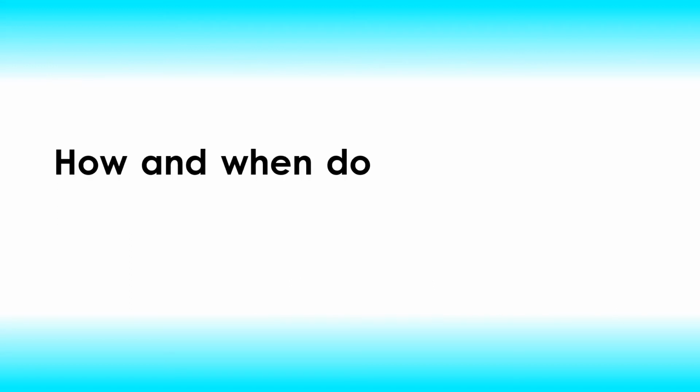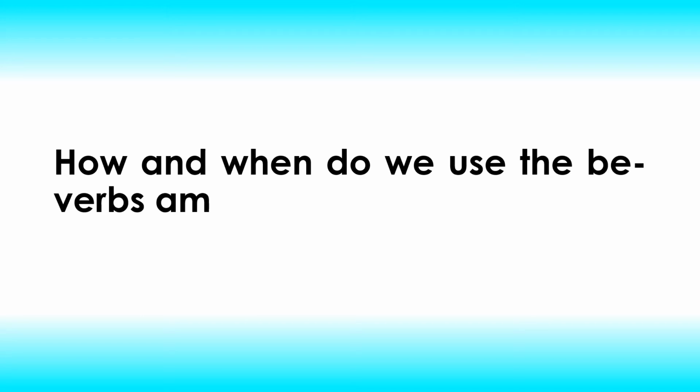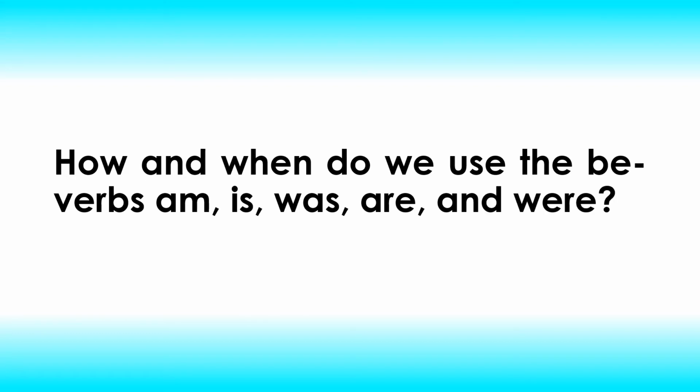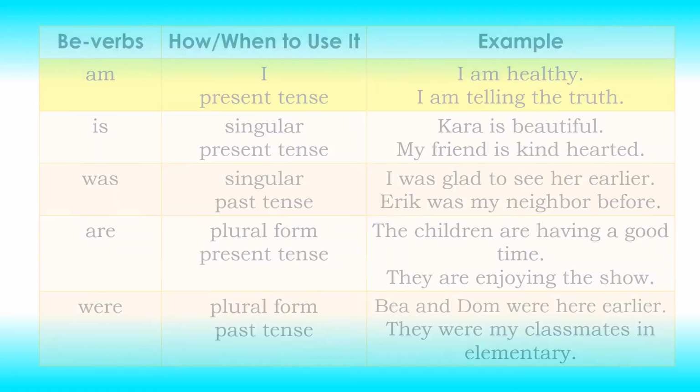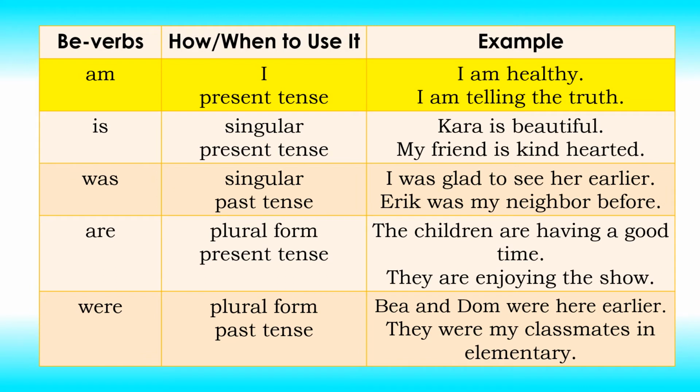How and when do we use the be-verbs am, is, was, are, and were? Let us study this table. The table has three columns. In the first column, we have the be-verbs. In the second column, it is written how and when to use it. And in the third column, we have an example.